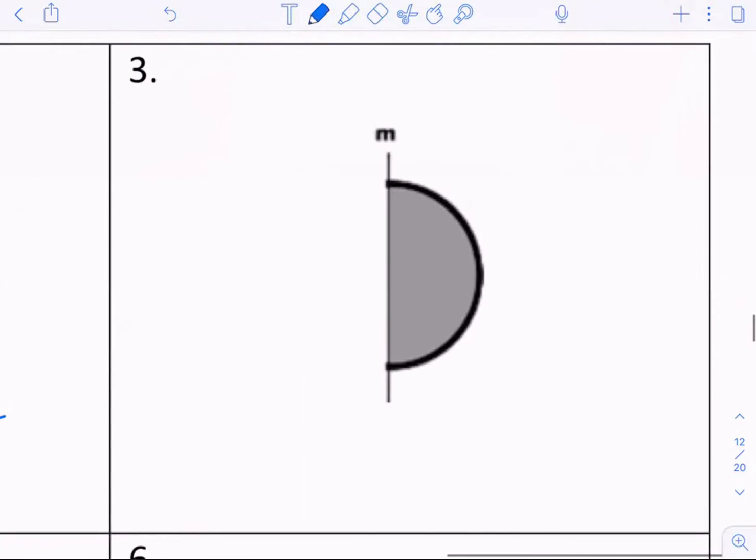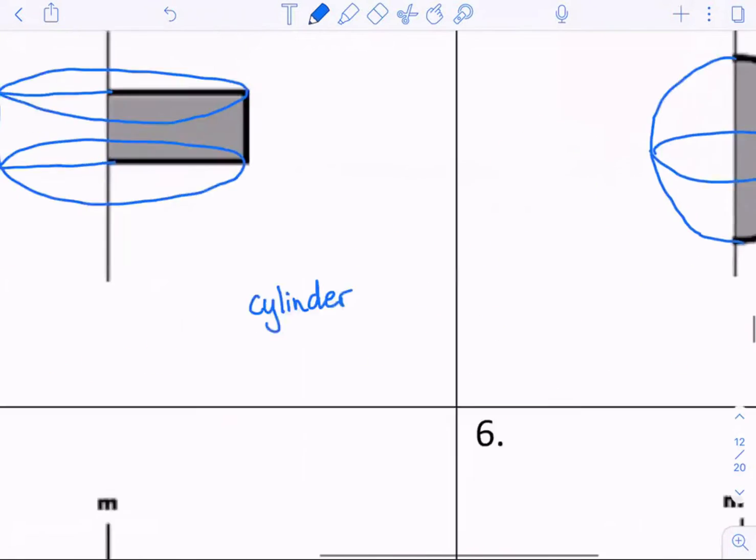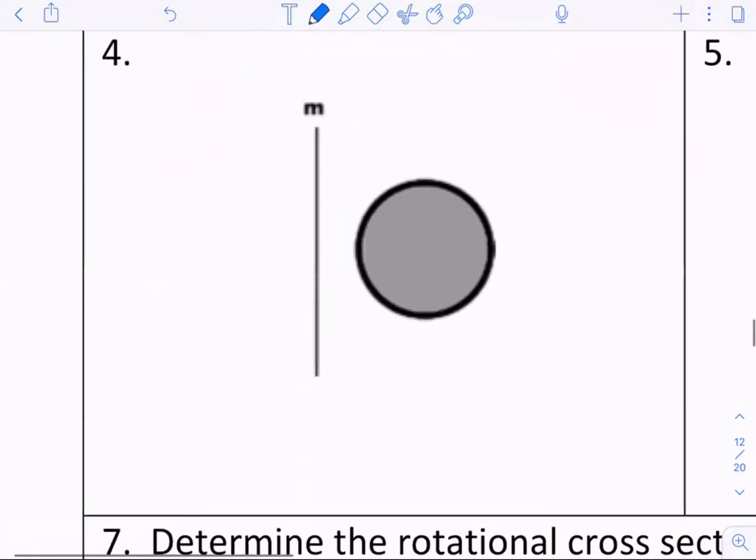Let's try this one. So I'm going to do the reflection. And since there's no corners, I'm going to go from the edge and make myself that circular piece. Sphere. You're doing a great job, Miss Murphy. I have a good teacher.